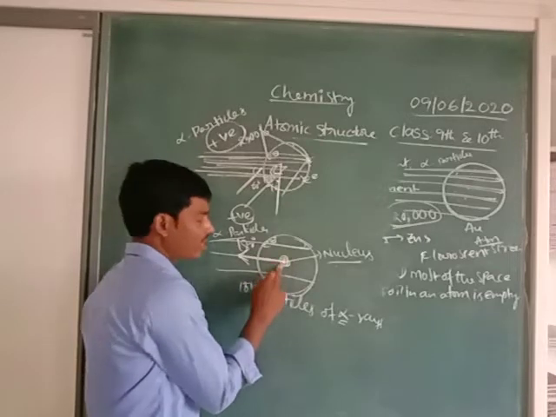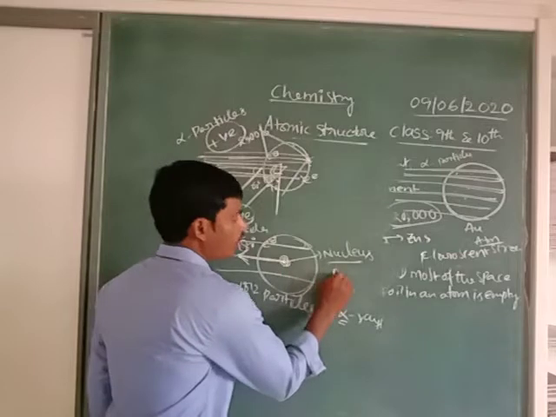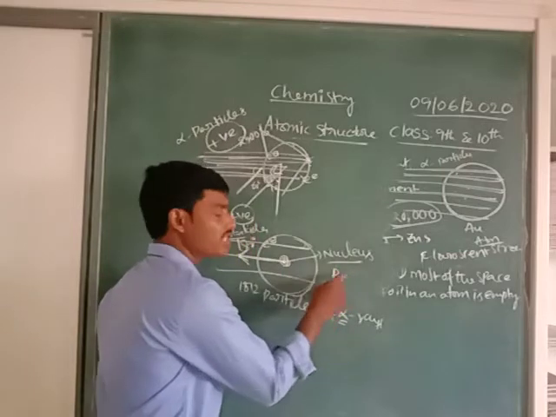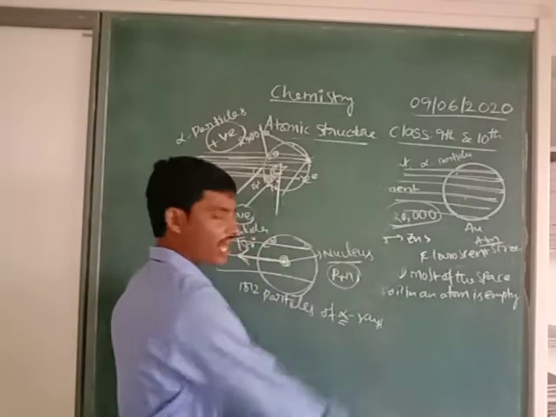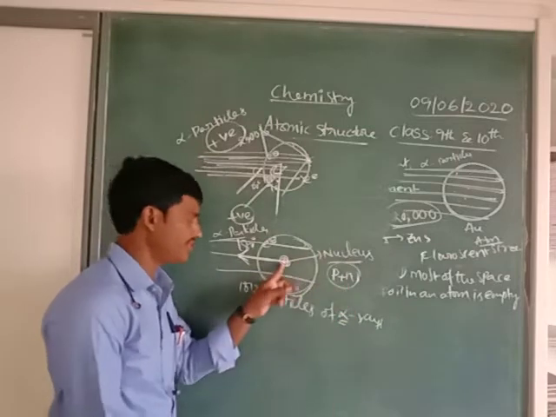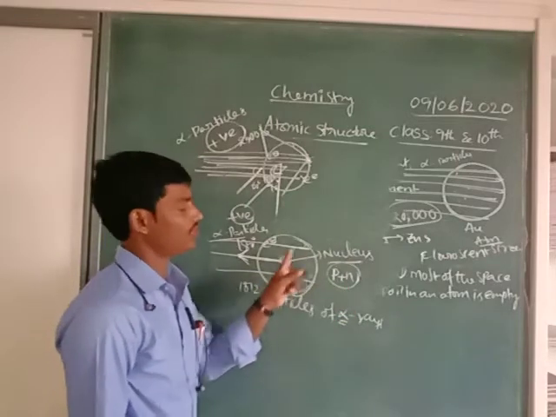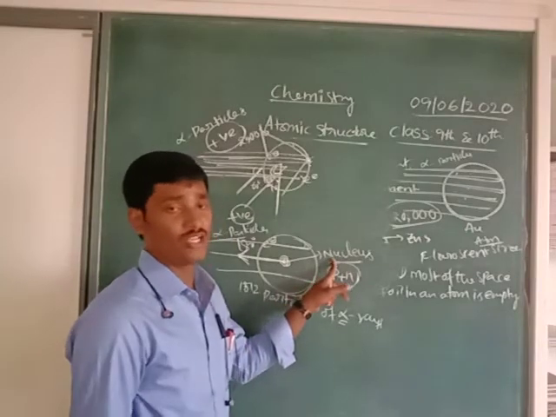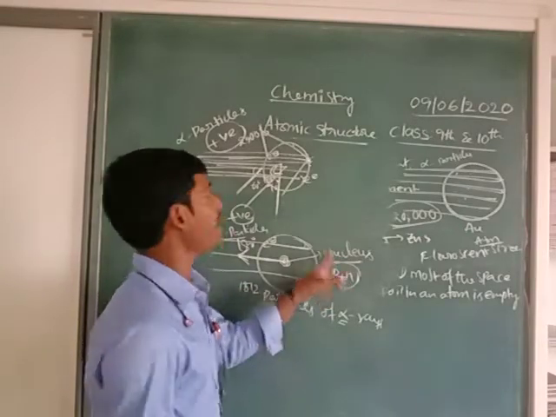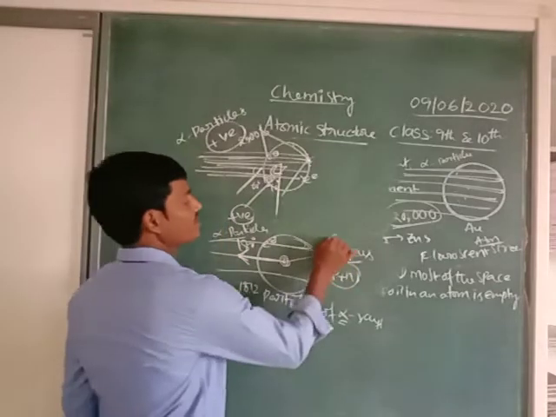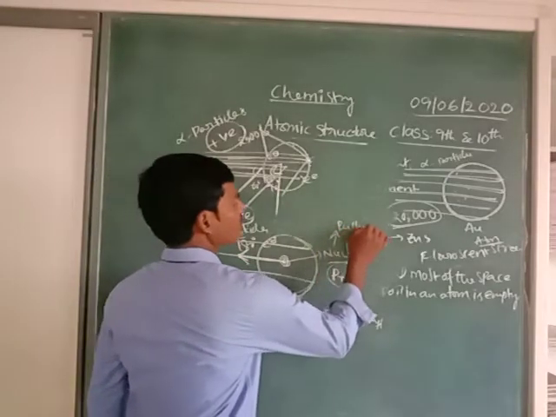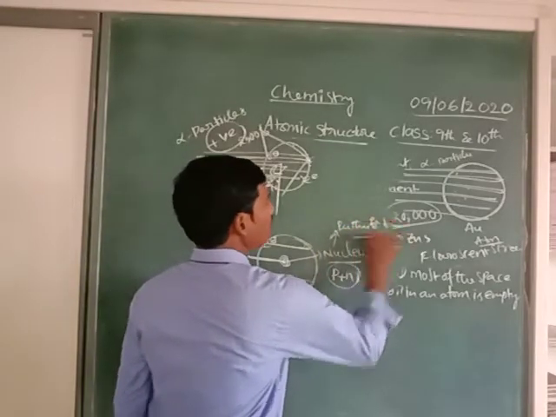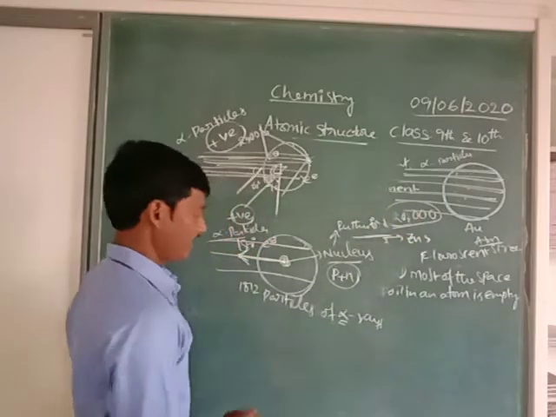That means the center of the atom consists of protons and neutrons. Protons and neutrons are present at the center of the atom, which we consider the nucleus. So based on this, the nucleus was introduced by Rutherford.